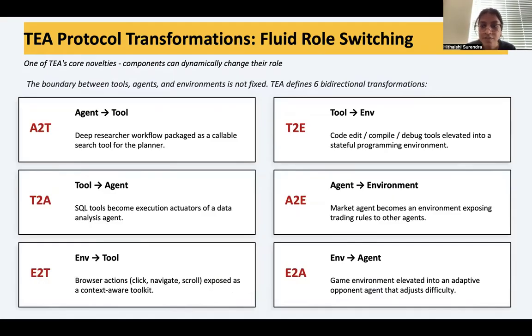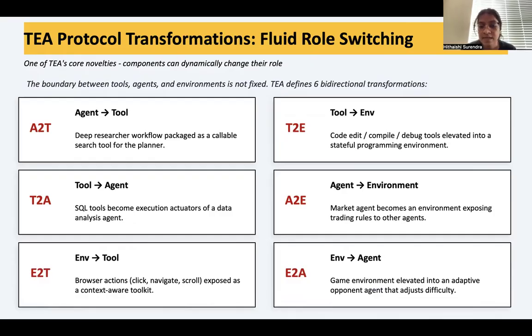Yeah, so about the transformations, let me just spend a moment on the 6 transformations because they're one of the paper's core novelties. A2T packages an agent's capability as a reusable tool. So a deep research workflow becomes a single callable function. T2A does the reverse and it makes the tools the actuators of an agent's reasoning.